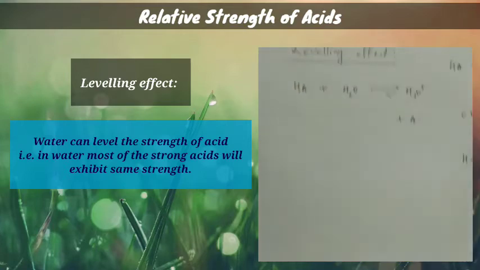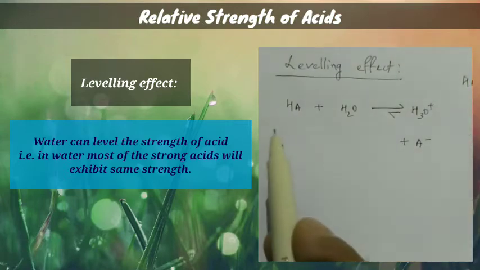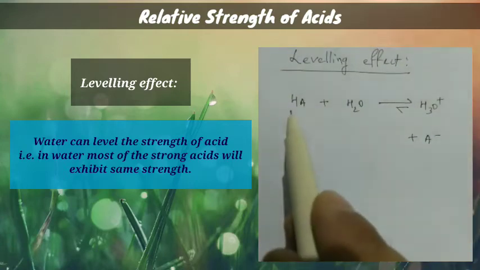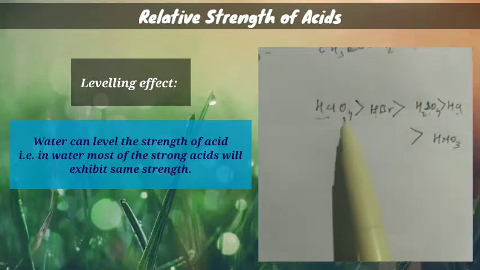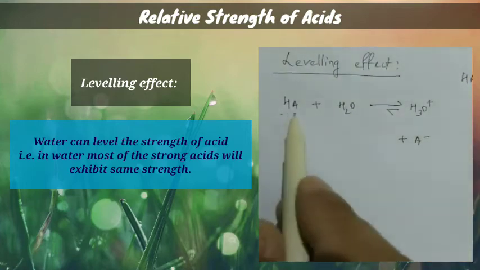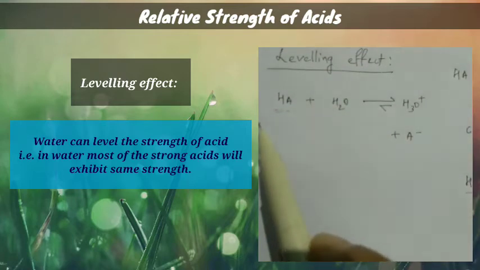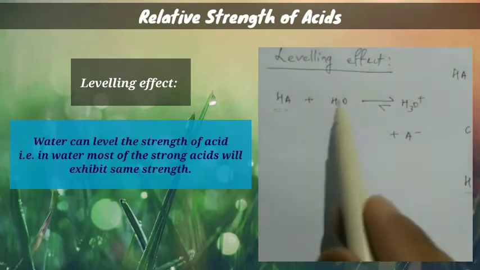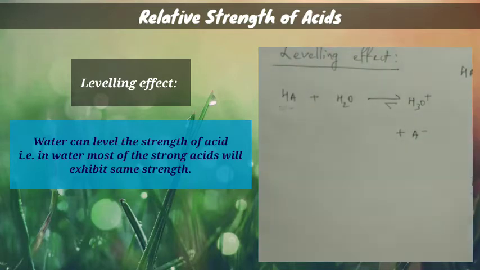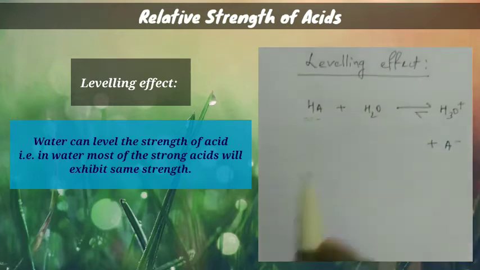But here, if you come to water and add the same acids, let's suppose these three acids, in water, so HA represents these acids. If you use these acids in place of HA in water, you can calculate their conductance measurement, and by using that conductance data, you can calculate their strength.